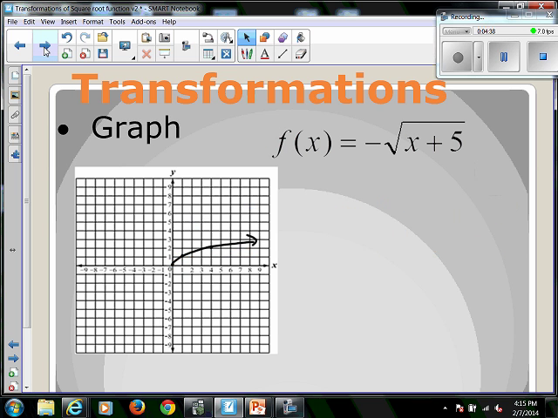This time we have A and C. So we're going to have a reflection over the x-axis, and then we're going to have a horizontal shift left 5 units. And I have my new graph.